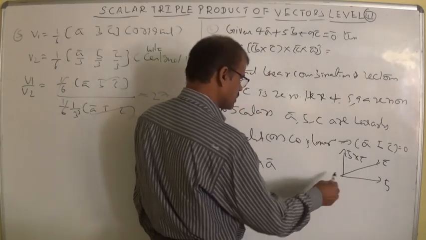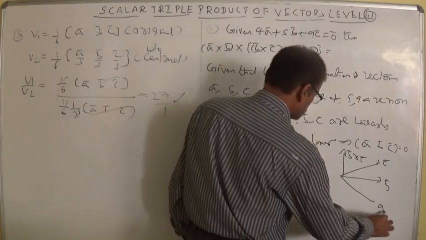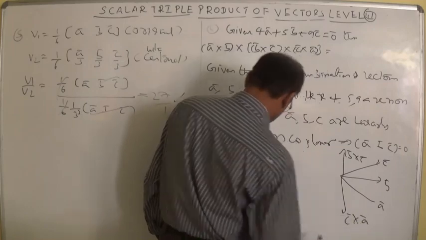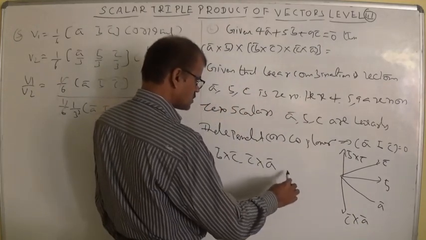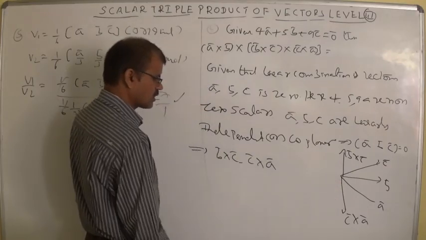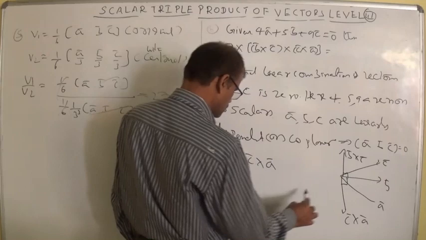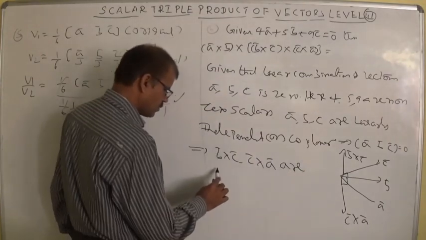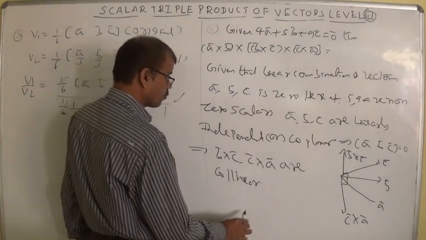And here C is a vector, and B cross C depends upon C. Another vector is there, this is C bar cross A bar. B cross C and C cross A are both perpendicular to C. A is another vector. C cross A is perpendicular to both. So B cross C and C cross A are collinear, you can write. Collinear or parallel, no problem.